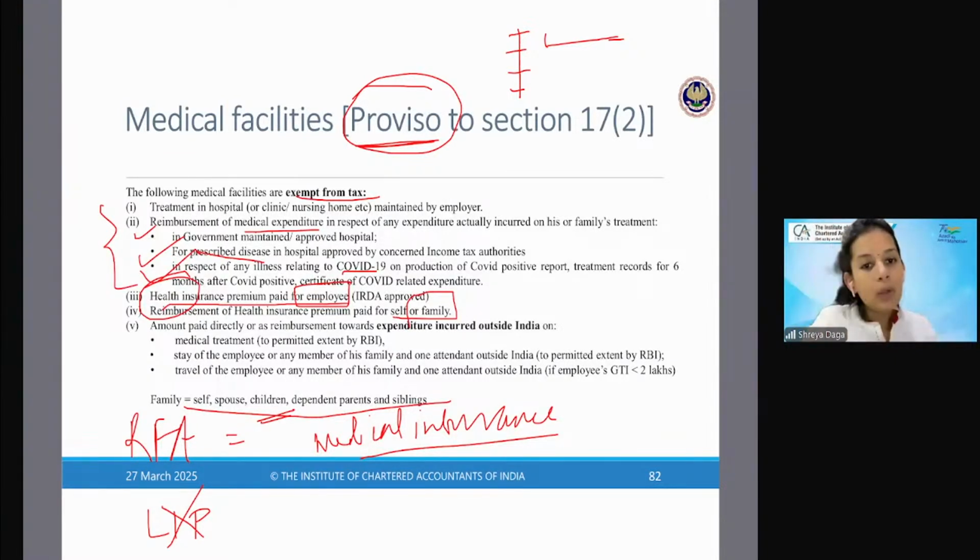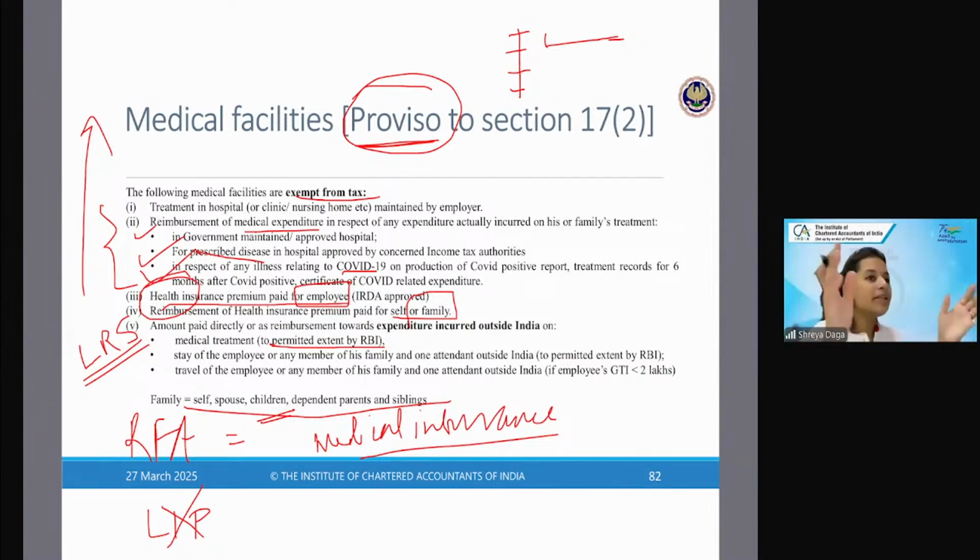Then amount paid directly or reimbursement towards expenditure incurred outside India. So suppose for medical treatment, you have to go outside India. You have to go to a foreign country, and then the employer is paying you some reimbursement so that you can go to a foreign country and take medical treatment. To the extent permitted by RBI, you will read later that RBI has a scheme called the Liberalized Remittance Scheme. Because if an individual wants to send foreign currency outside the country, it is not that free. It's a regulated activity.